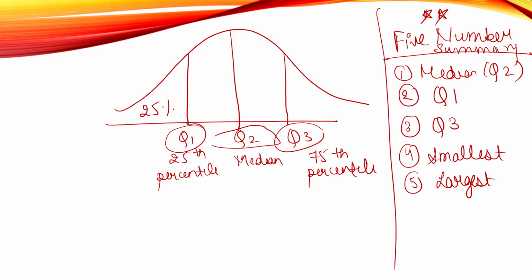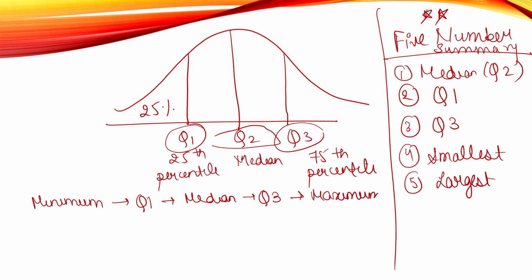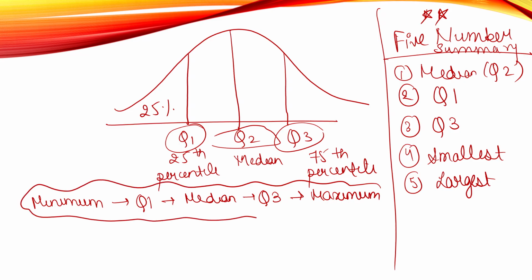Now there is an order. If you don't write in this order, it may not be considered. So the order is minimum, Q1, median, Q3, maximum. Now, can you understand why the order is important? Suppose 1, 2, 3, 4, 5. It will be in ascending order. So the median is 3, the minimum is 1, the maximum is 5. Q1 and Q3 you already get.